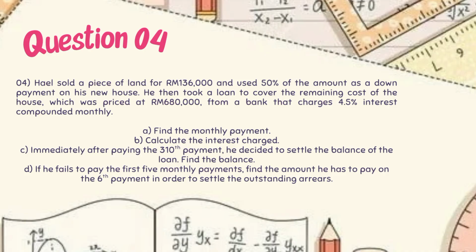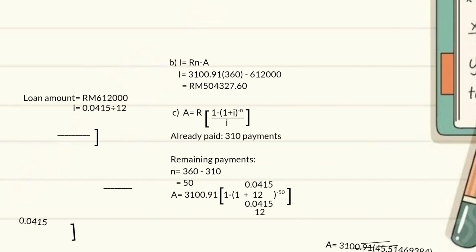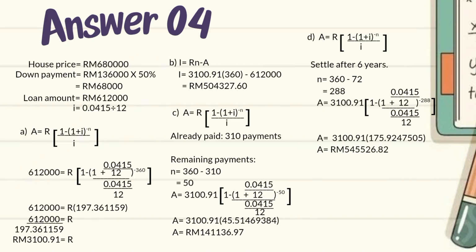The house cost RM 680,000 and the remaining amount is financed through a loan at 4.5% annual interest compounded monthly. The loan must be repaid over 30 years. There are 4 parts to this question. A. Find the monthly payment. B. Calculate the interest charge. C. Find the outstanding balance after the 310 payments. D. Find the arrears settlement after missing 5 payments.